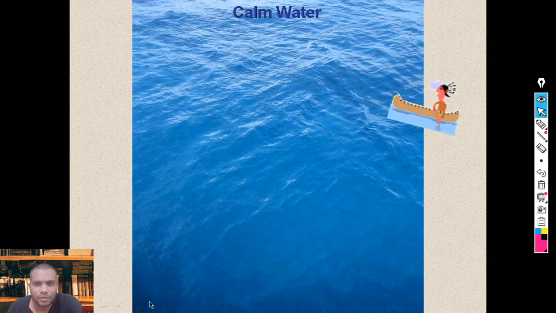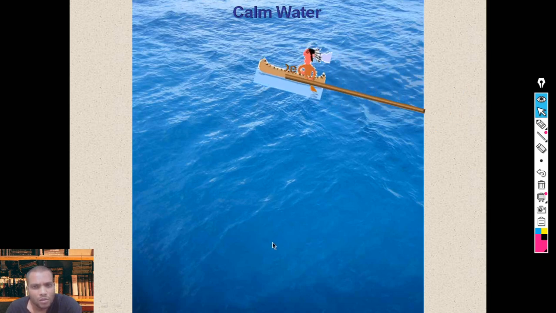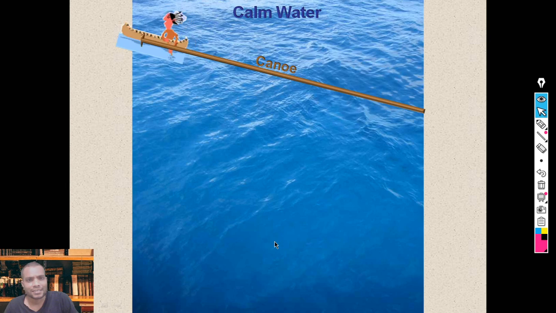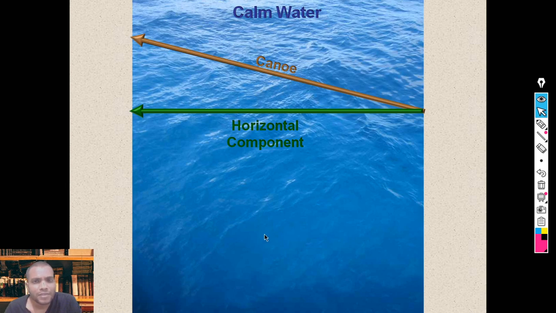Now let us take one more example of how these components help in real life. Suppose you are rowing a boat in calm water. That is your direction, and that is your resultant direction. Suppose that vector is resolved into two components, one a horizontal component and the other a vertical component.